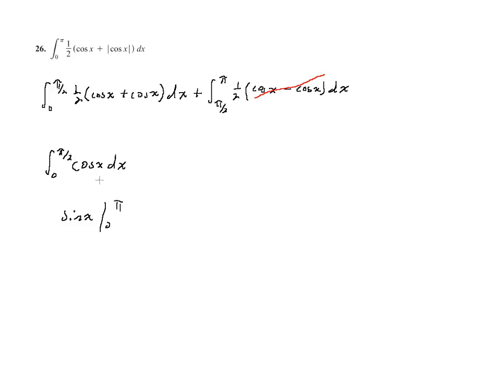from 0 to pi over 2, so we have the sine of pi over 2 minus the sine of 0, which the sine of pi over 2 is 1, and the sine of 0 is 0. So our answer, and I went off the page, is 1.